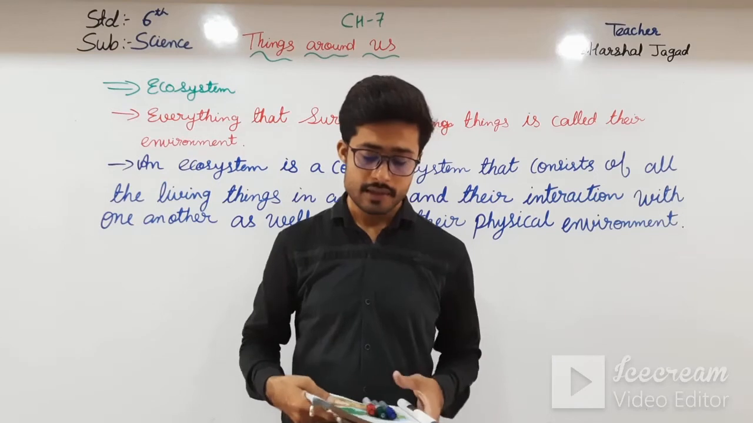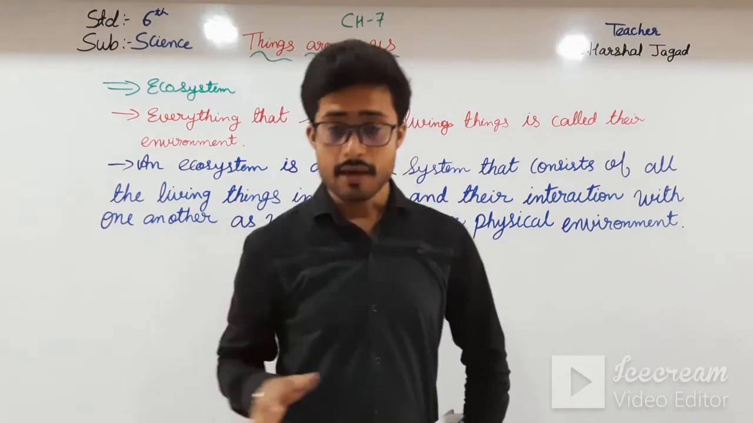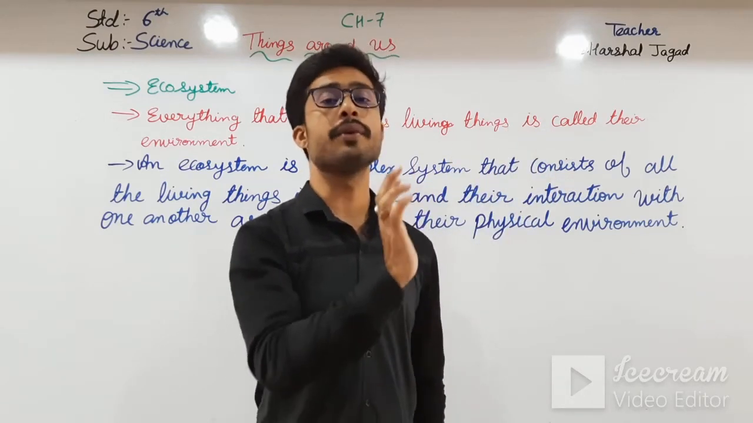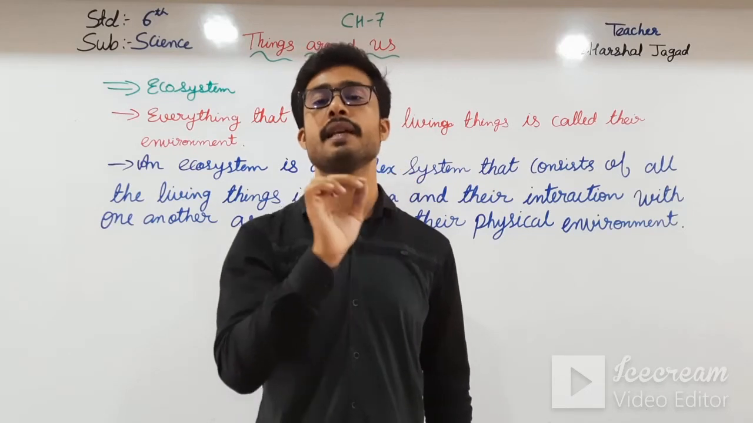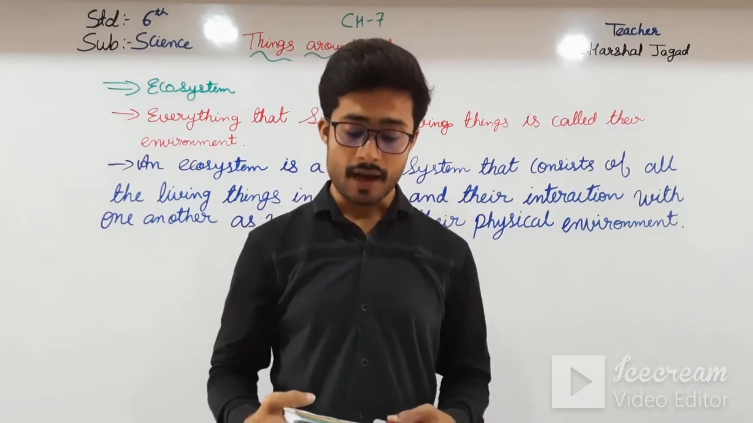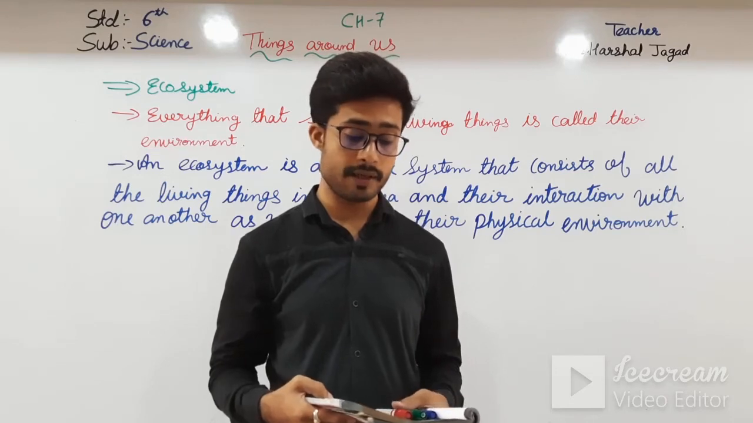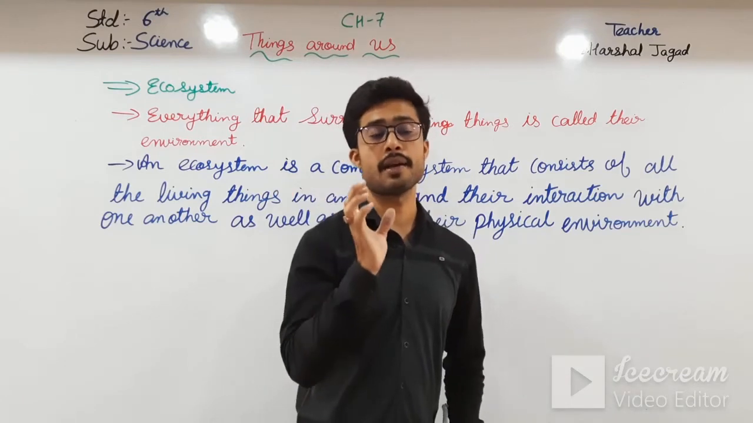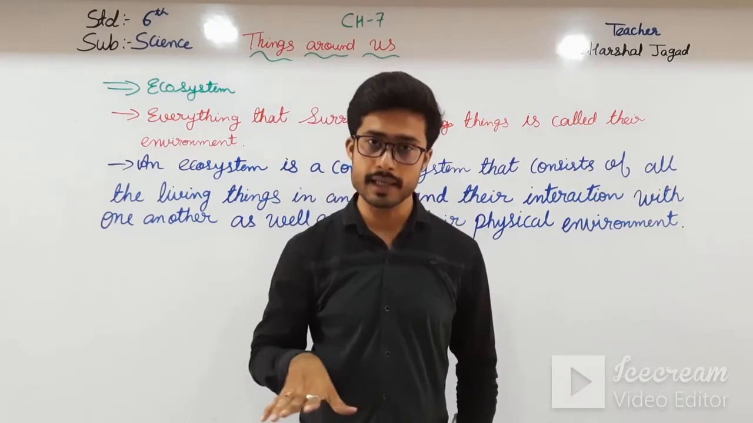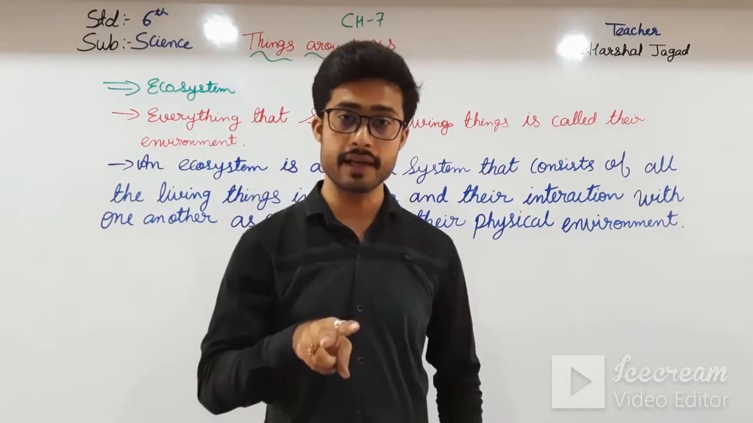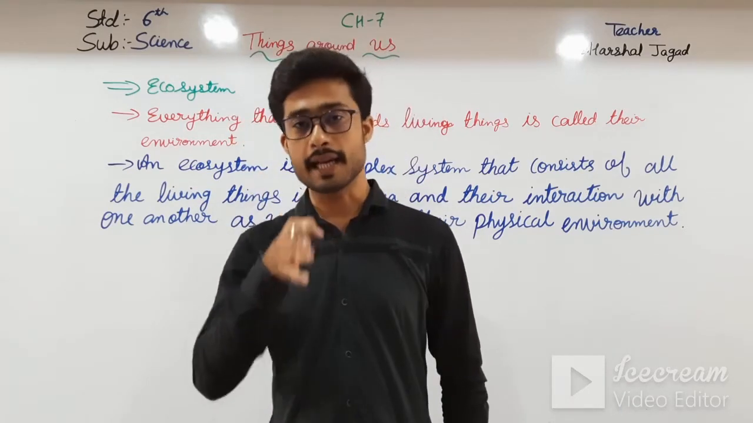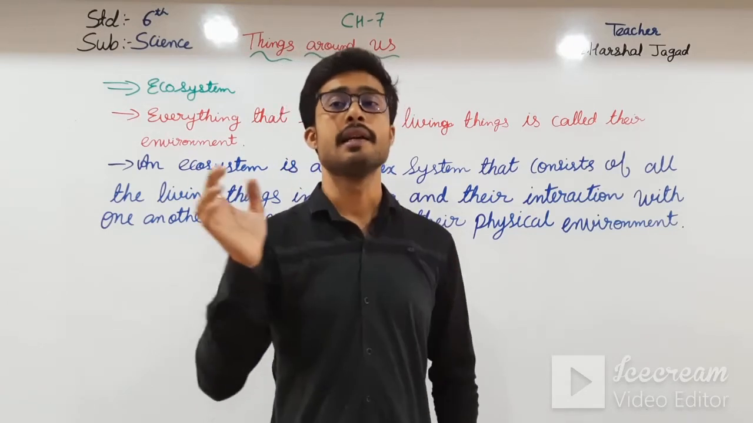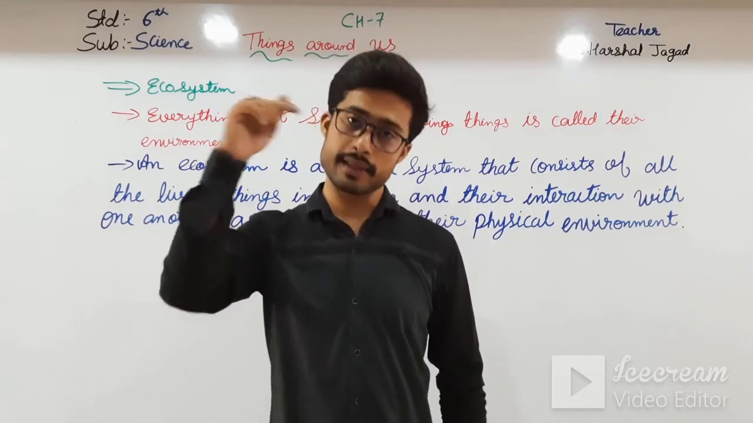primary consumers. Primary consumers means the animals which are dependent on plants, which only eat plants. Herbivores feed only on plants, thus they are called the primary consumers. So, the animals which depend only on plants are known as the primary consumers. Then come secondary consumers. The secondary consumers depend on other animals.